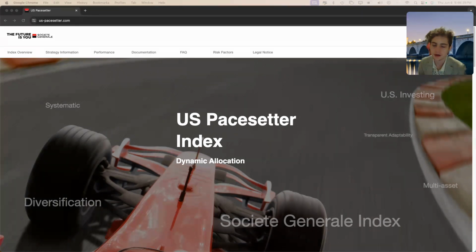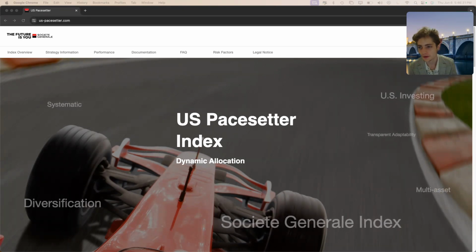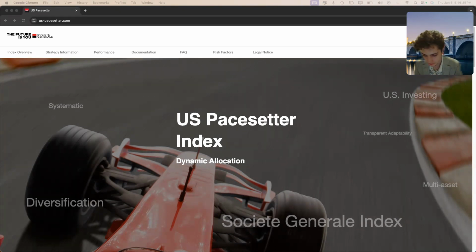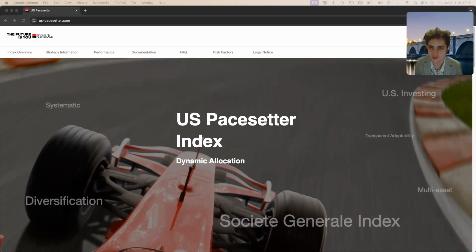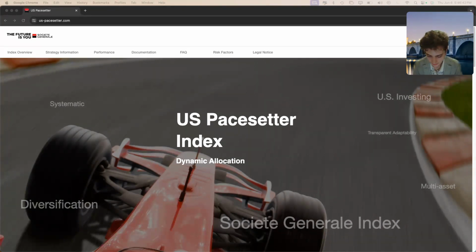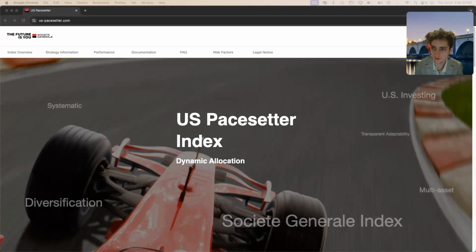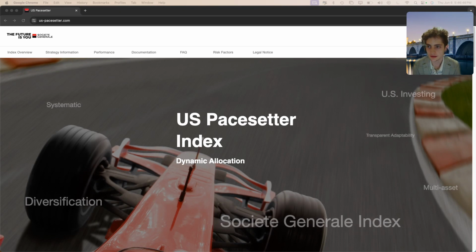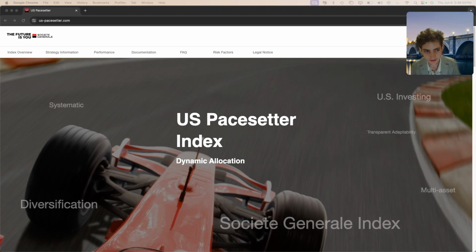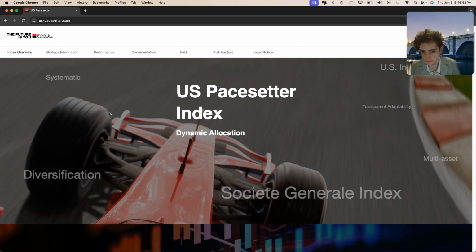Today we're going to be talking about the second index that is given by National Life through their family of National Life Indexed Universal Life Insurance products. Last time we talked about the Credit Suisse UBS Balanced Trend 5% Index. Today we are going to be talking about the US Pacesetter Index, and this index is quite different from the one that we viewed earlier.